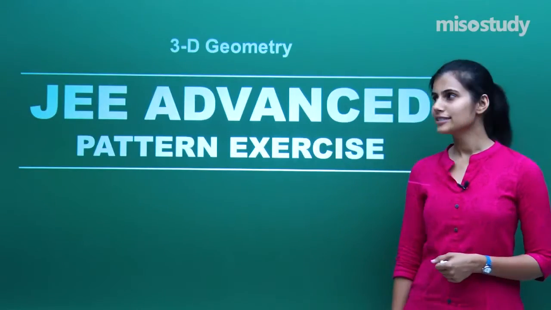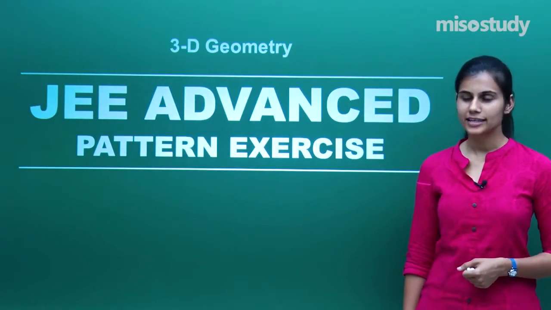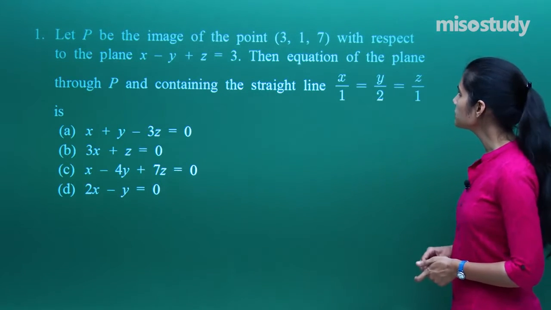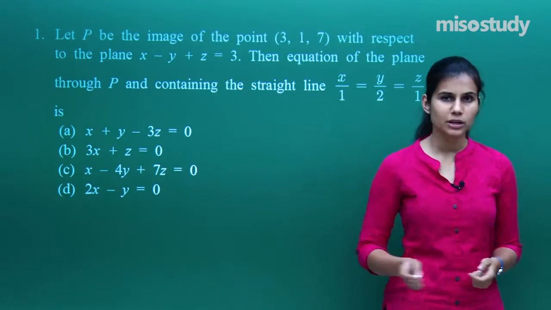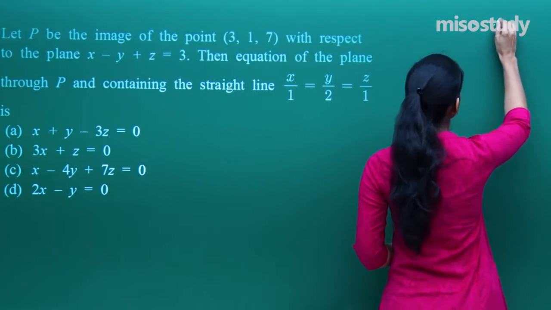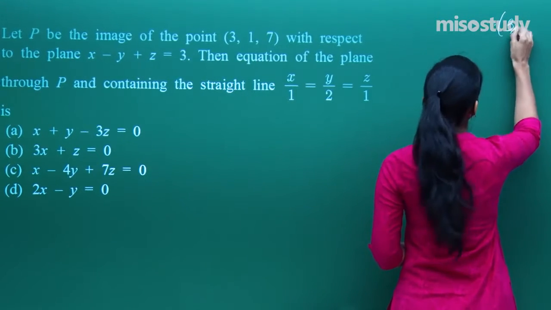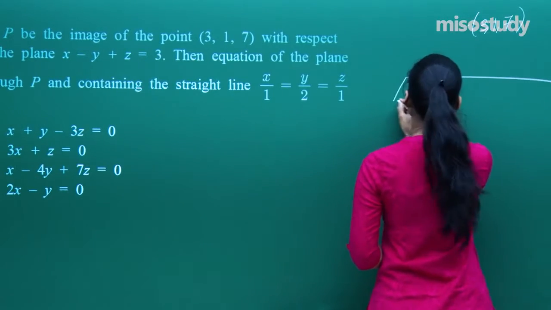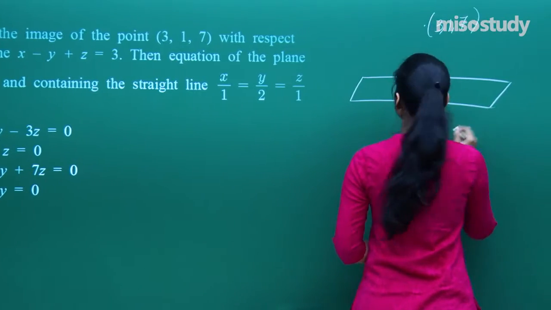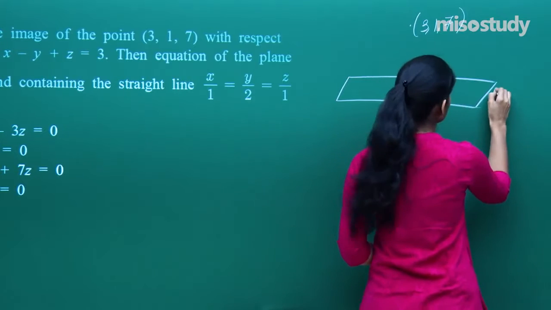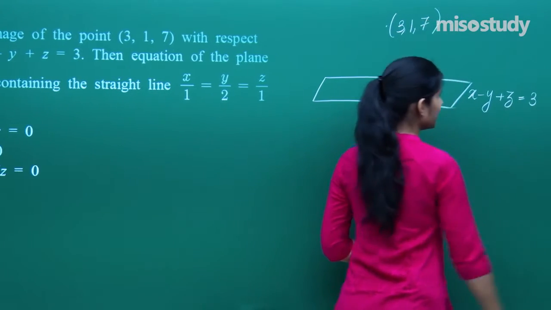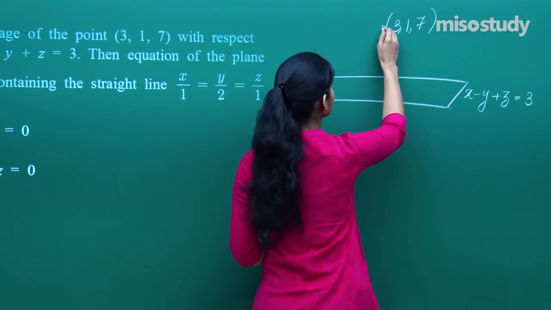So guys, let's begin our discussion over the JEE Advanced Pattern Exercises for 3D Geometry. The first question says that P is the image of this particular point with respect to this particular plane. The point given to you is (3, 1, 7), and the plane's equation is x minus y plus z equals 3. Clear?